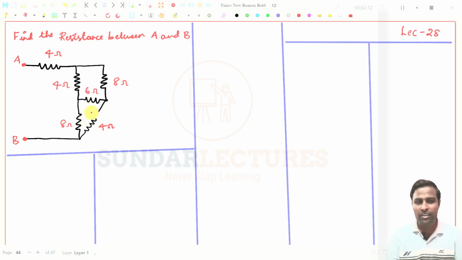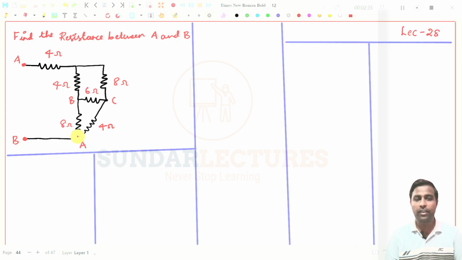So we convert this delta into star, then we see how the circuit looks. It is very simple. They didn't give any A, B, C points, so you need to assume the points. I will assume this as A, because this has to be A, and I am assuming this is B and this is C.